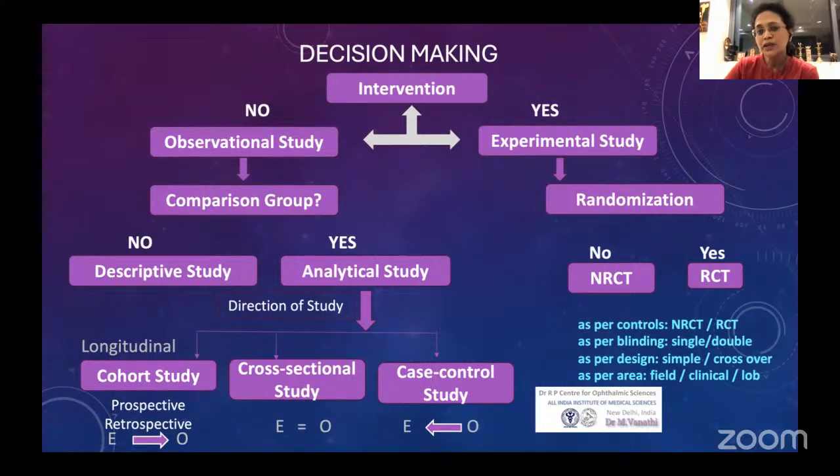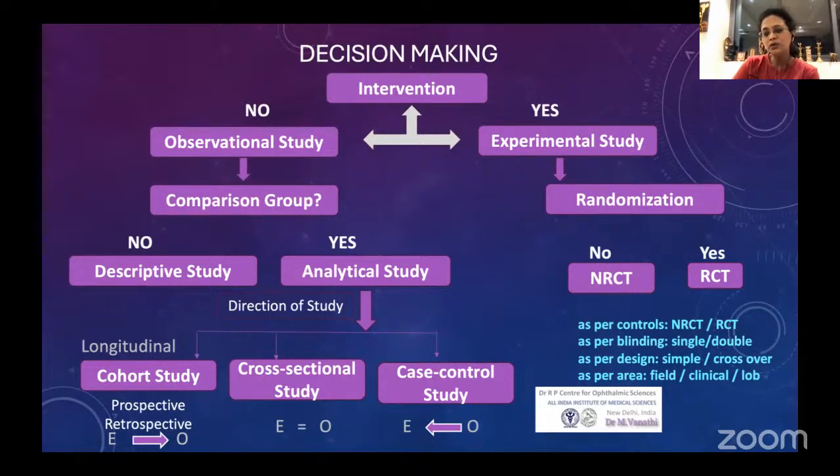Let's move on to the clinical study, the experimental study. When you are doing a clinical study where you're particularly studying an intervention, you're doing a surgery, giving a medication, or doing a particular procedure or surgical technique, and you're studying it in 2 groups, how are you assigning your patients or subjects into 2 groups? If you're following randomization, it's called a randomized clinical trial. If you're not following randomization, it's a non-randomized clinical trial. So these are the basic study designs which exist.